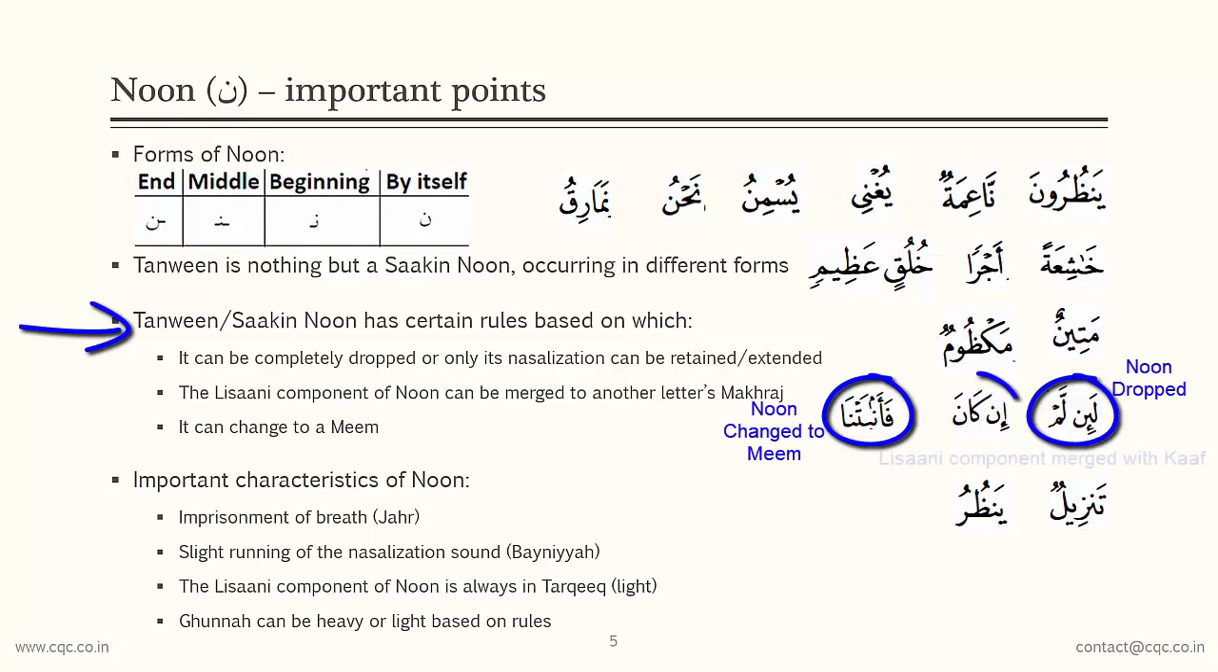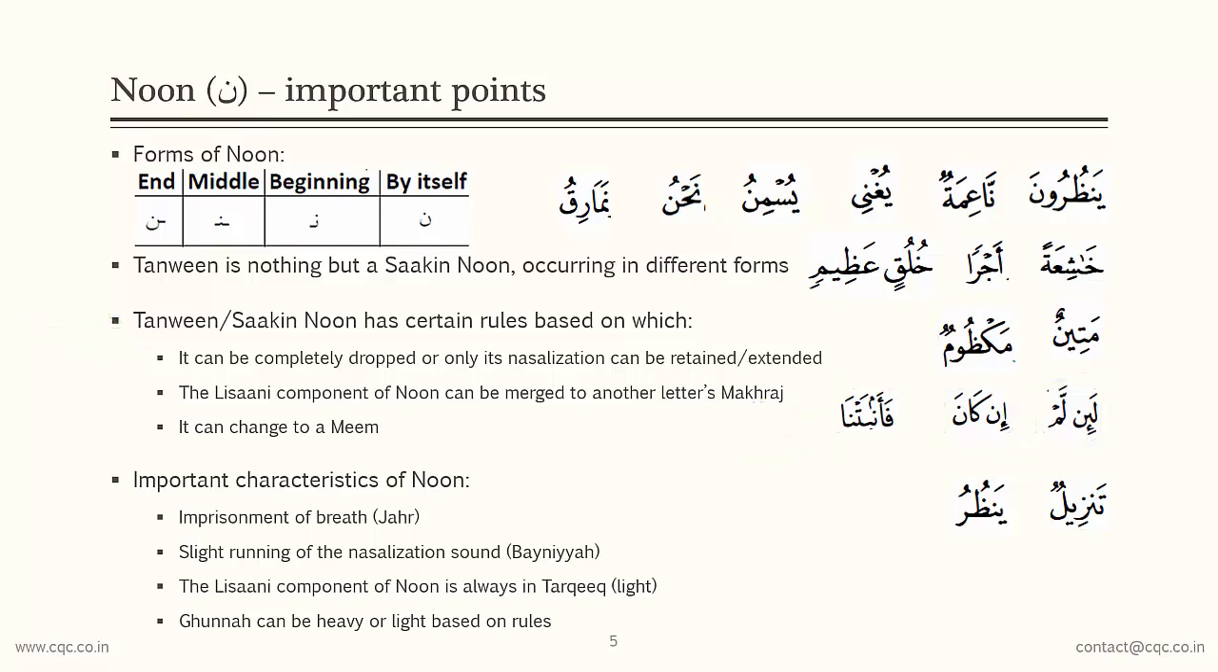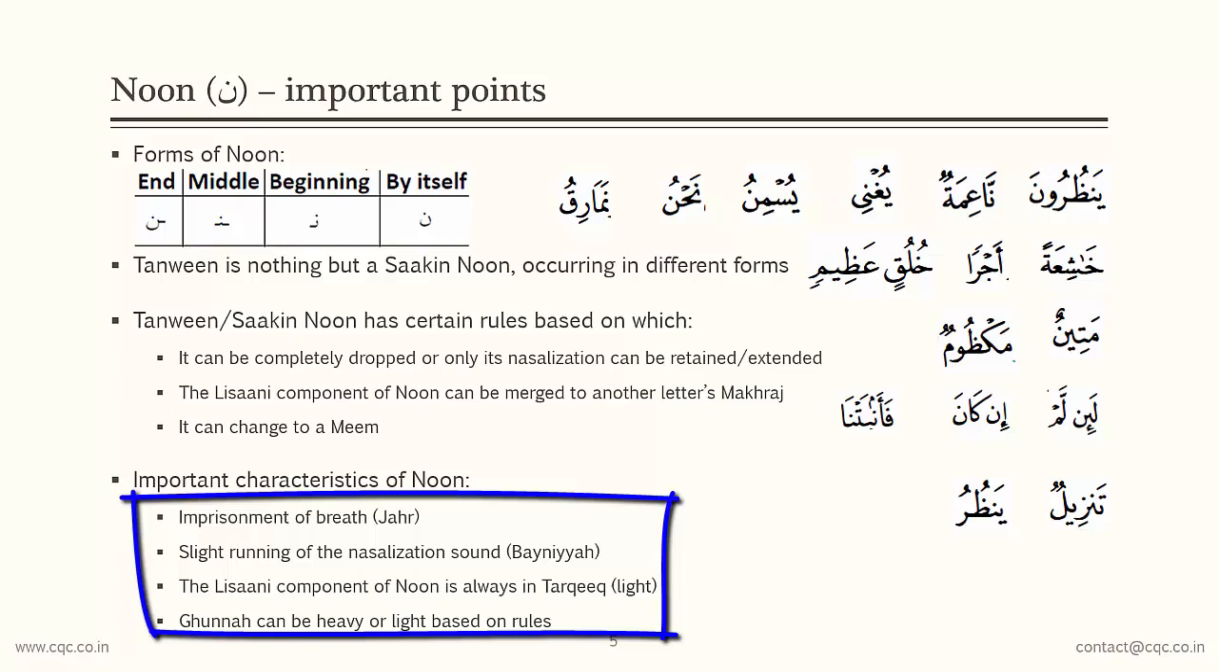Also, the lisani component of noon can be merged to another letter's makhraj, while its nasalization can be retained or extended. For example, in kana. The rules related to each of the above behaviors will be covered in much detail once we move to the study of the qawaid or the incidental characteristics of letters. For now, try to apply the below characteristics whenever you practice reciting the noon.